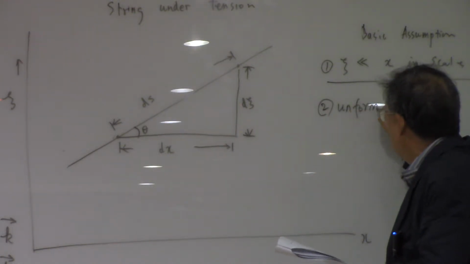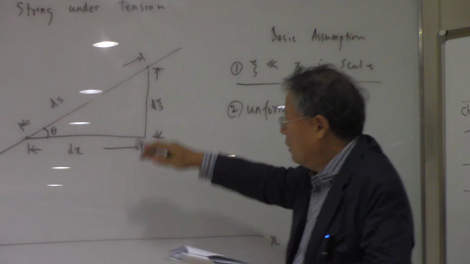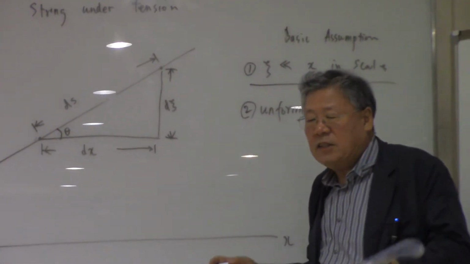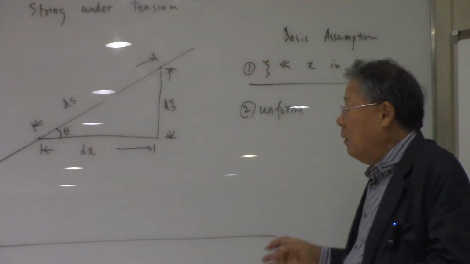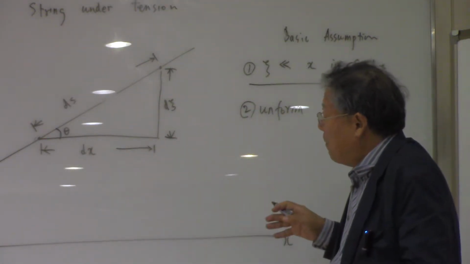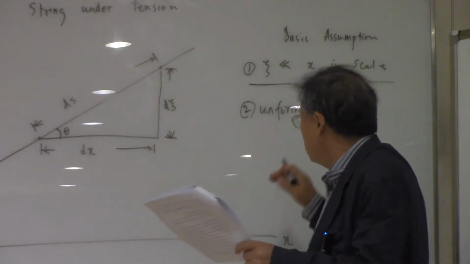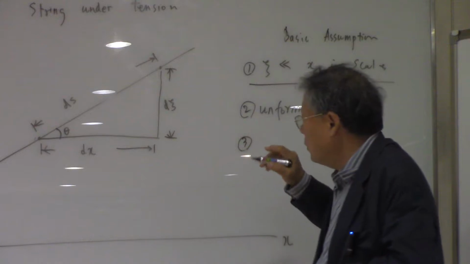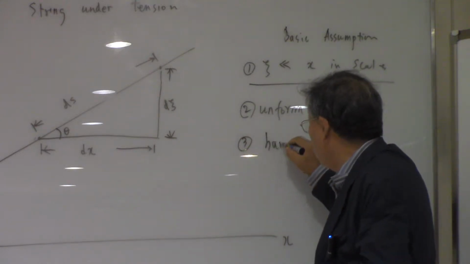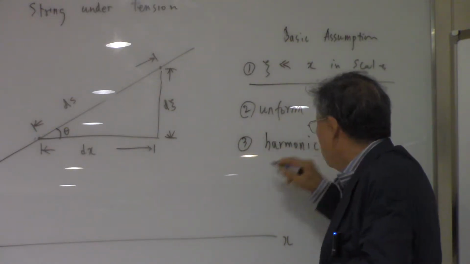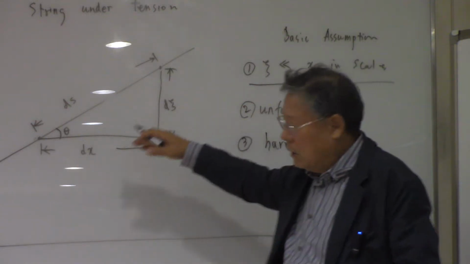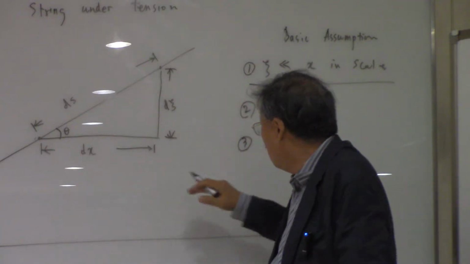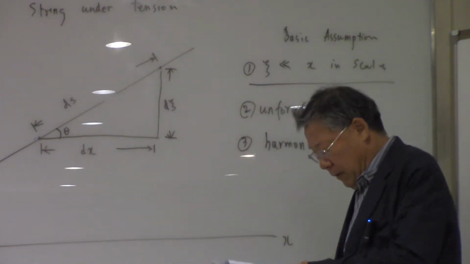And then uniform string along the length of the string, the density and whatever physical variables should be the same, so uniform. And then finally, we are going to assume that it's a harmonic wave, so that the disturbance is not that big, so that we can assume that it's a harmonic wave.